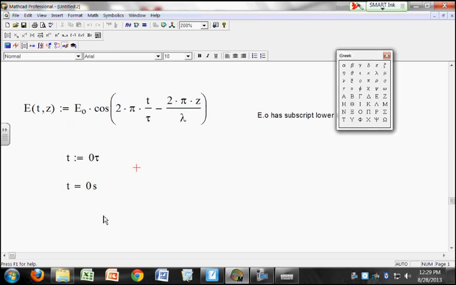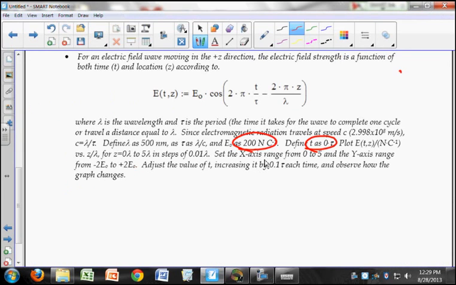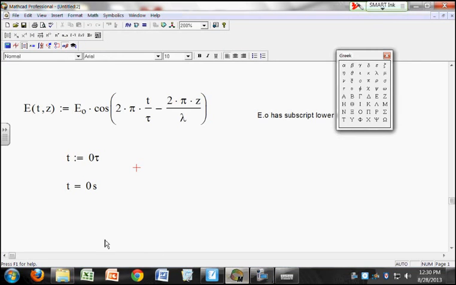And we are going to calculate our electric field versus Z from 0 to 5 lambda in steps of 0.01 lambda. So I'm going to define Z as a range variable. So I'm going to say Z starting from 0 times lambda.